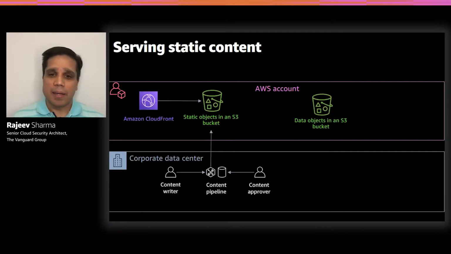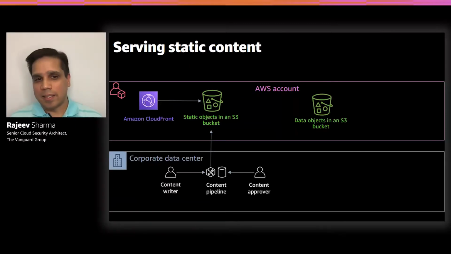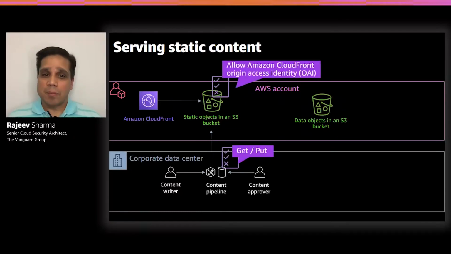What can go into that bucket is controlled through a pipeline. So in this mode, content writers and content approvers can look at content and then place it into a static object bucket, things like HTML and JavaScript. The content pipeline has get and put operations into that bucket. And then the bucket itself has what's called an origin access identity, which allows CloudFront to serve that data out into the internet.